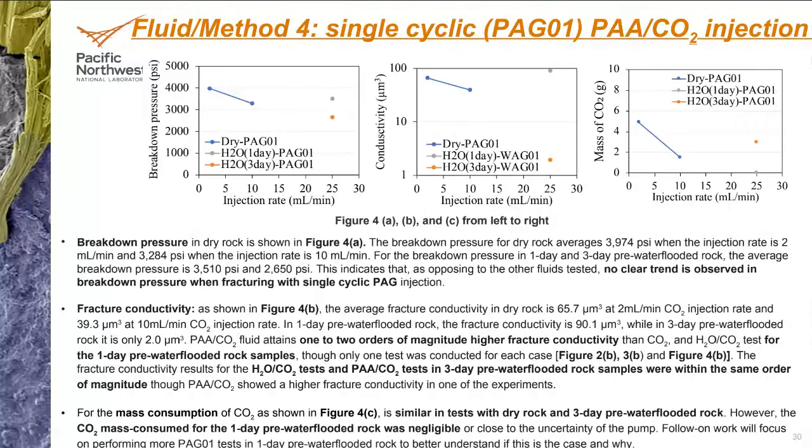And then for water saturated rock, the conductivity is also very high. But when you go to very high water saturation, as in the case of water, and in the case of using water plus CO2, the conductivities are low. And this is the mass of CO2 used for PAA plus CO2.